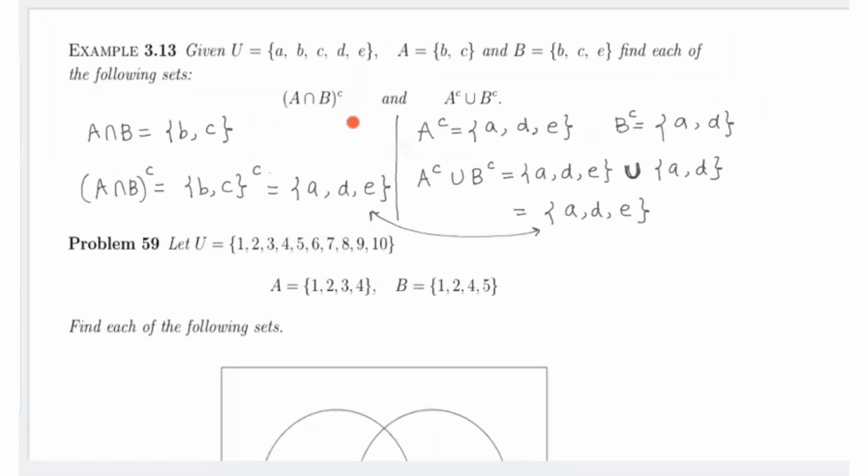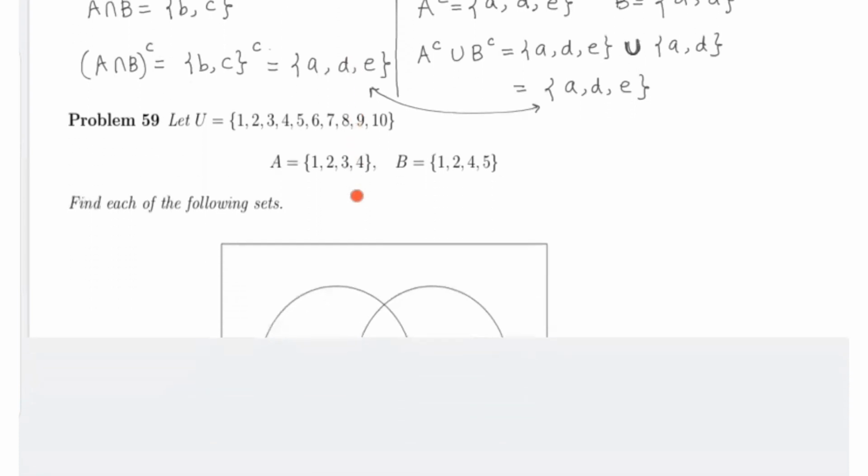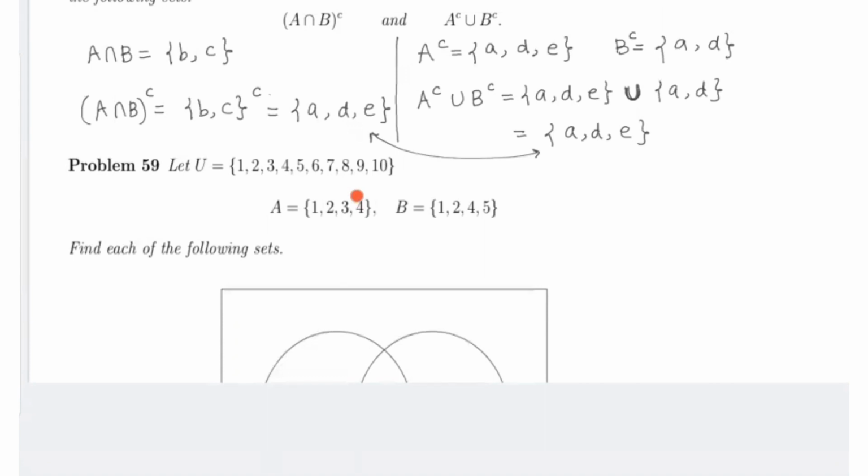Okay, De Morgan's law. So the opposite of union is intersection. The opposite of intersection is union. All right, so let's try this one. Any question?